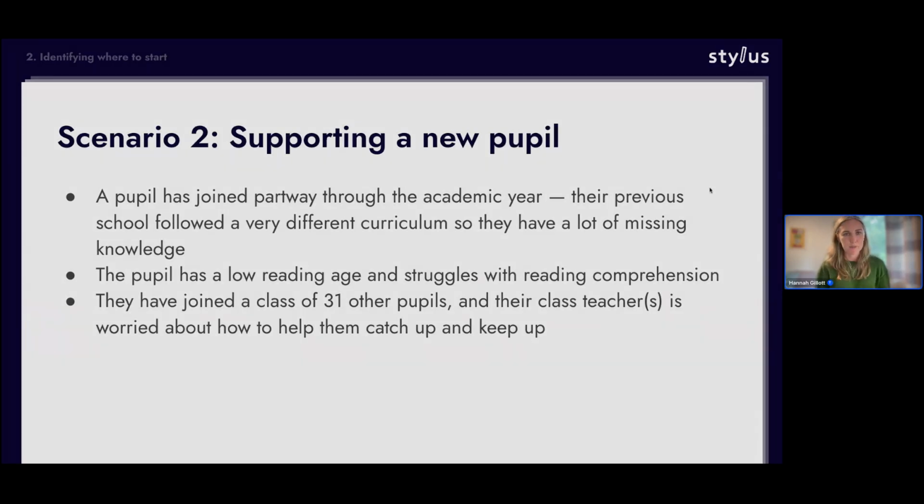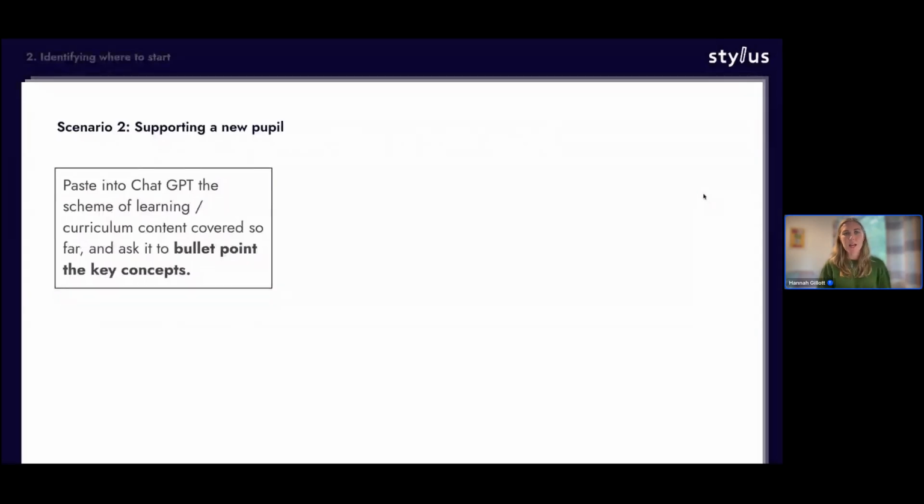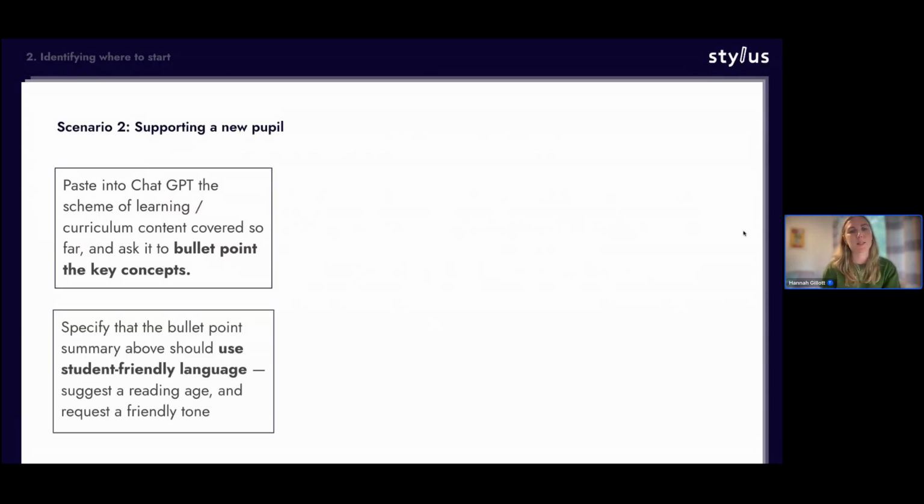So how can AI help? The first thing we can do is drop in what we've covered in the curriculum so far. Take that large body of information and bullet point it into key concepts. What are the things that this pupil really needs to know in order to catch up and access the next parts? Then we can specify that it should use student-friendly language. We can ask it to be really friendly in its tone. We can ask it to have a particular reading age. And now we've got something we can share with that student and with their parents, potentially with any other staff who might be supporting them as well. And something we can start to tick off as they catch up on those things.